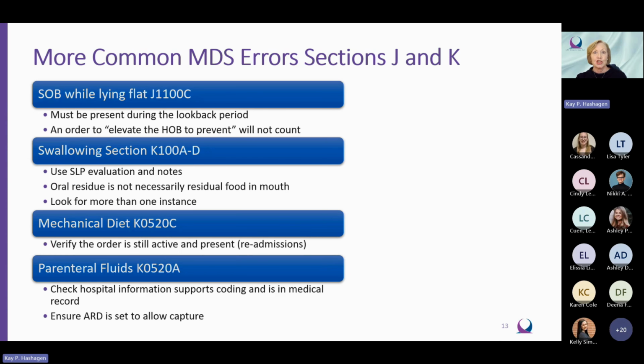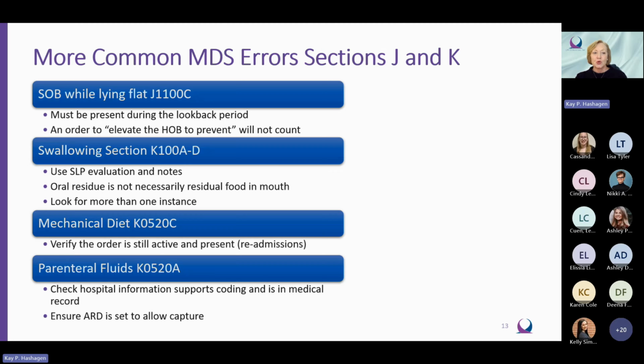All right, moving into J and K. Shortness of breath when lying flat in J1100C really is something that we have seen a lot of orders written for: elevate the head of bed to prevent shortness of breath. And this is not going to count. If you don't have any instances of shortness of breath during the look back period, then it's not going to be present.